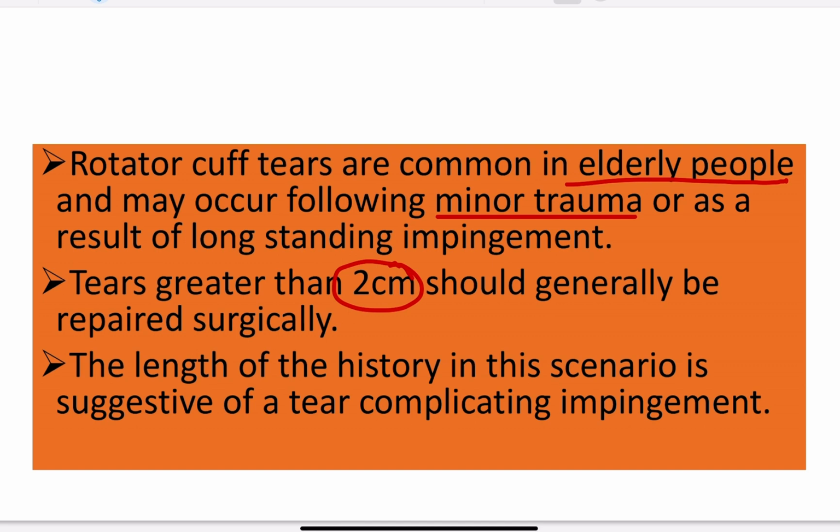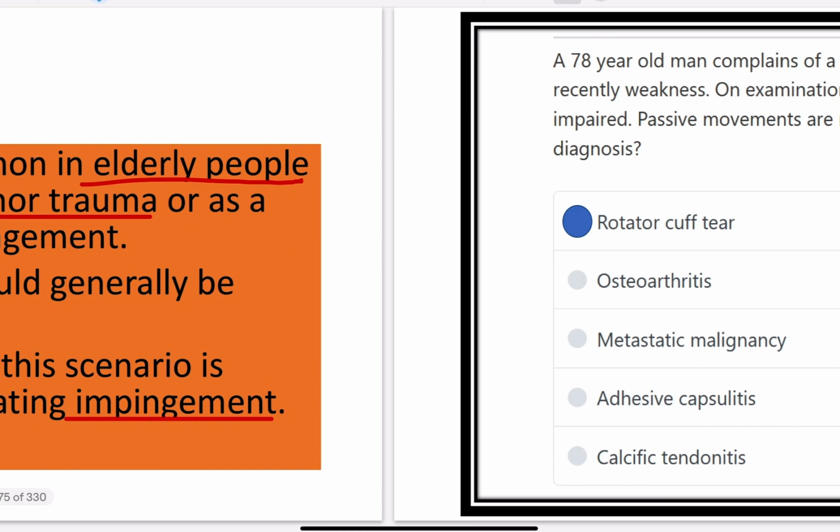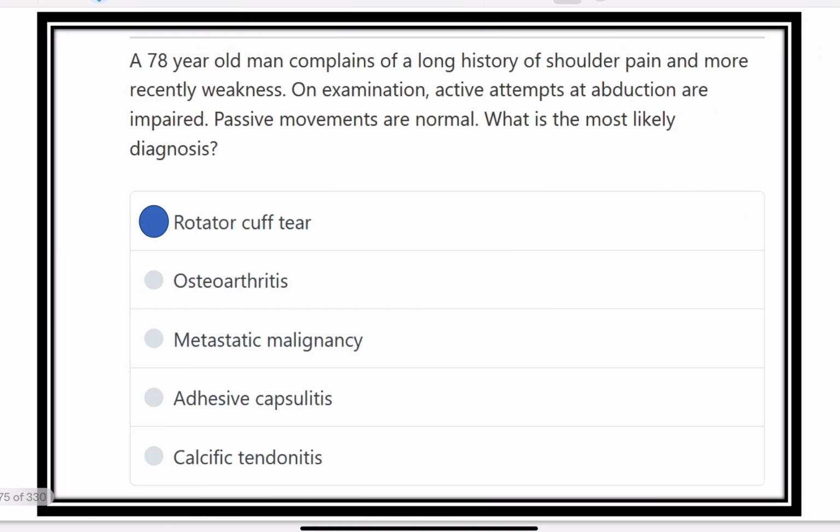The long history in this scenario is suggestive of a tear complaining of impingement. So what is our option? It is the rotator cuff tear, especially the supraspinatus tendon tear, because here the active attempt of abduction, that means the initiation of the abduction, is lost, but the passive movement is normal.